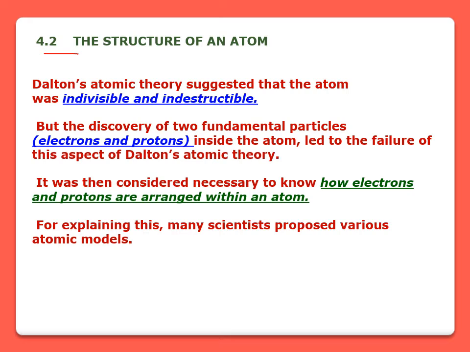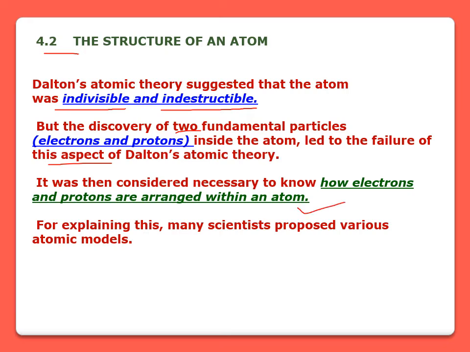Now we come to the next topic, that is, the structure of the atom. As you remember, Dalton's atomic theory suggested that the atom was indivisible and indestructible. But the discovery of two fundamental particles, electrons and protons, led to the failure of this aspect of Dalton's atomic theory. Then it was considered that inside the atom there are electrons and protons, so the atom is no more indivisible. Now the question is how electrons and protons are arranged within the atom.